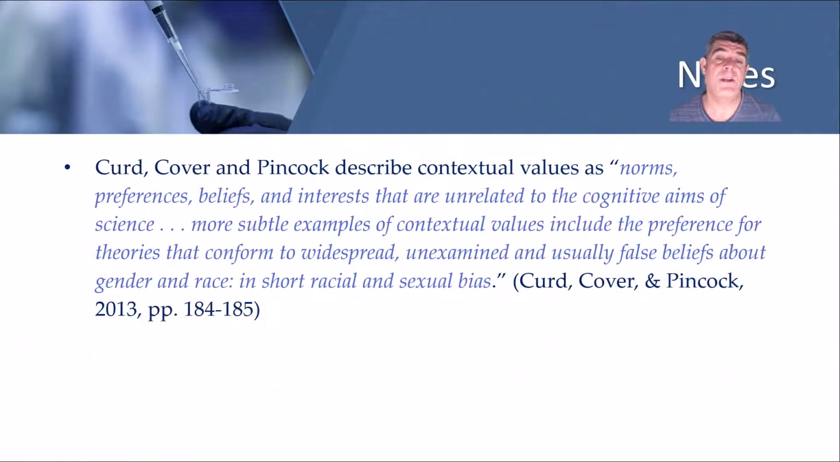Kurd, Cover, and Pinnock described contextual values as norms, preferences, beliefs, and interests that are unrelated to the cognitive aims of science. More subtle examples of contextual values include the preference for theories that conform to widespread, unexamined, and usually false beliefs about gender and race. In short, racial and sexual bias. So one of the problems we have with confirmation bias is it can exist everywhere and it can have some quite sinister drivers.